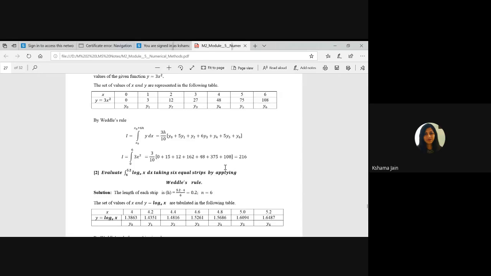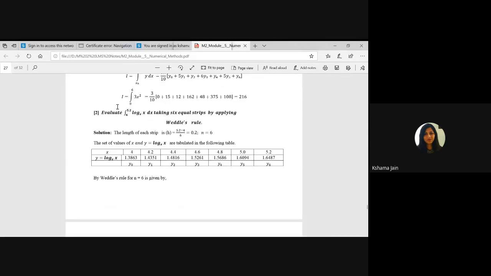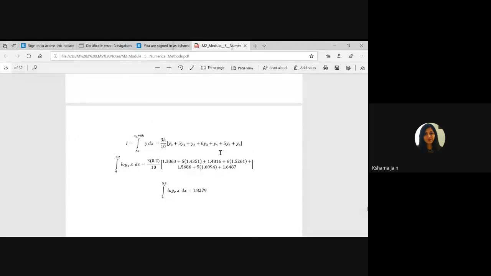So same is the next formula. B minus A by 6, so 5.2 minus 4 by 6. H we got. Lower limit we will start from x. X lower limit is 4. 4 plus 0.2, 4.2. 4.2 plus 0.2, 4.4. Like this up to 5.2 we will take. Find out the value of y by putting x values. These are the y0, y1, y2, y3, y4, y5, y6. Put into the formula. That's it.